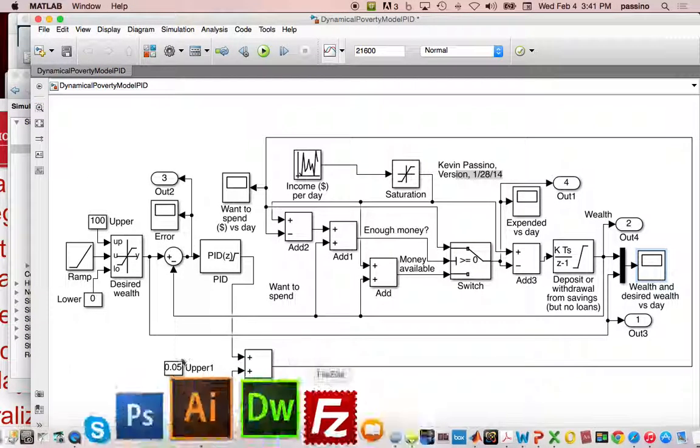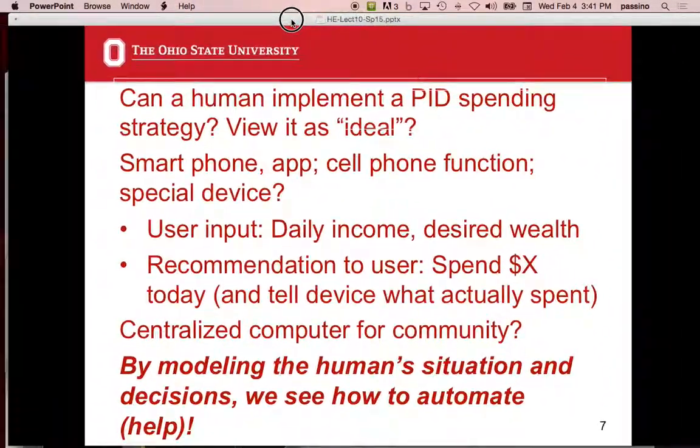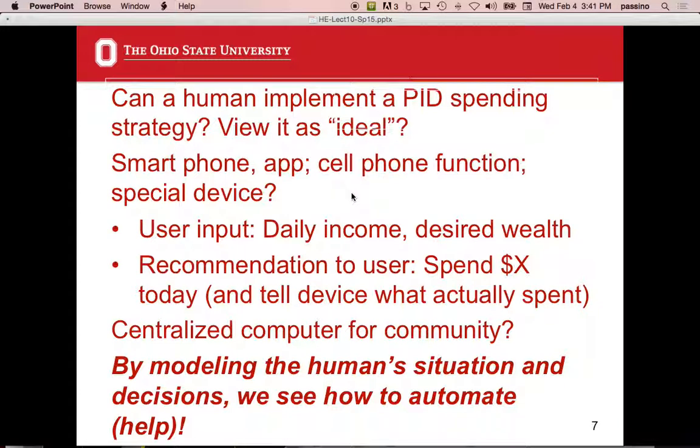Okay, so what I want to talk about now is some practical things. So there's two ways to view that financial advisor. You could say, well, why don't we just teach these people how to do finance management for themselves? Let's teach them to be that feedback control. Let's teach them to be the controller.